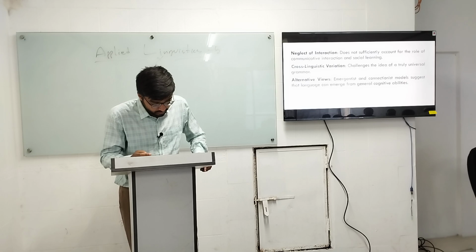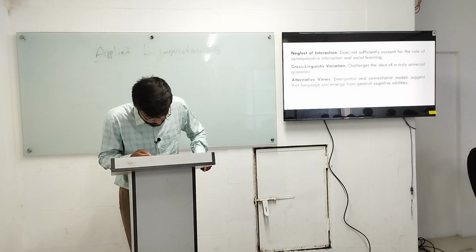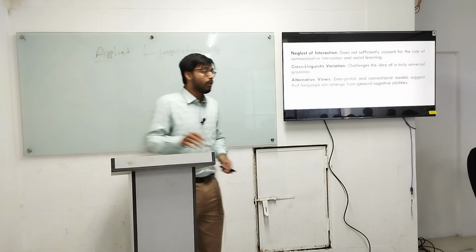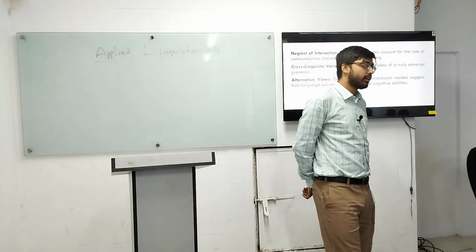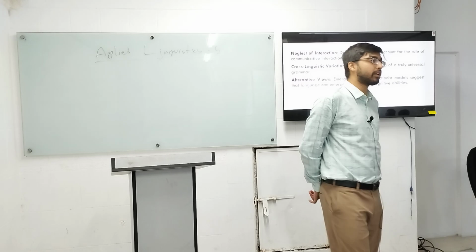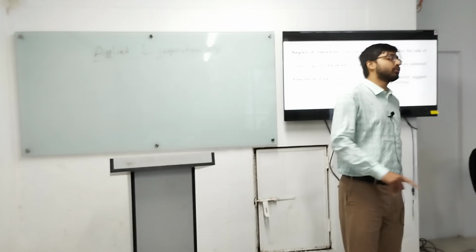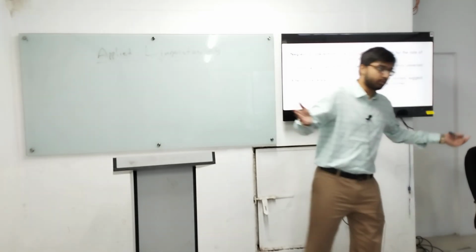So, cross-linguistic variation challenges the idea of a truly universal grammar. Well, cross-linguistic variation means every language has its own variation. Every language has its own variation, but the UG principle is saying that all languages should have one variation, which is not definitely true. Okay?